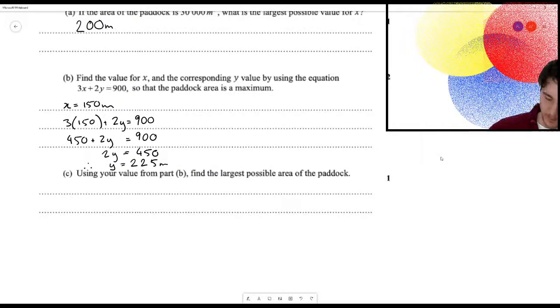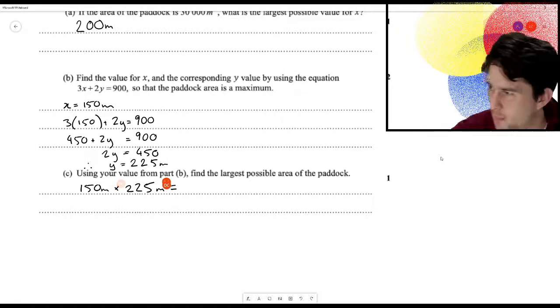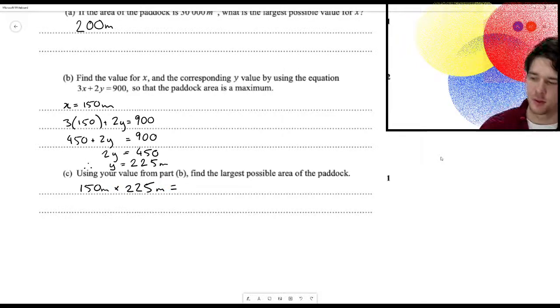Let's do 150 meters times 225 meters equals, I'm going to be lazy and use a calculator. I'm assuming that you can on this test. So that gives me 33,750. So almost 34,000 meters. But if we had just estimated it from the picture, we would actually have been a little bit off.